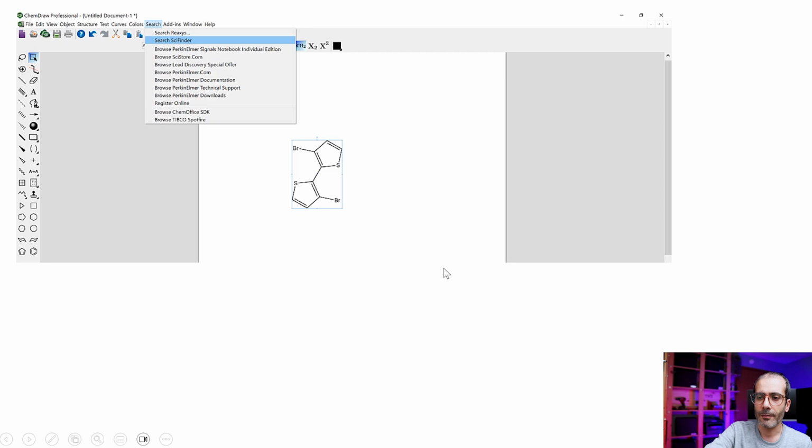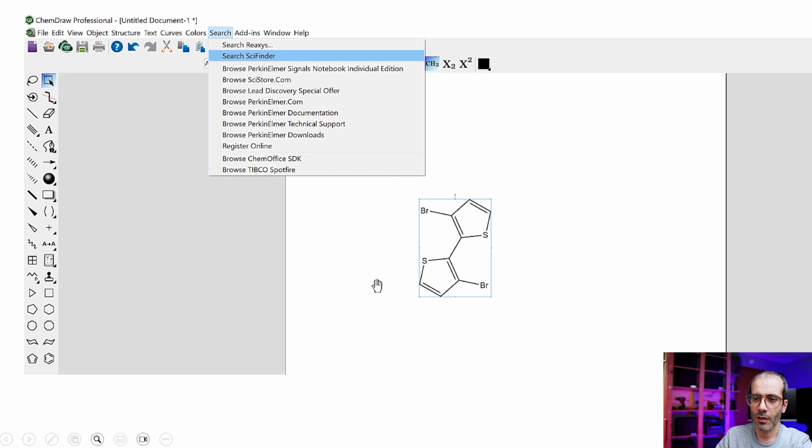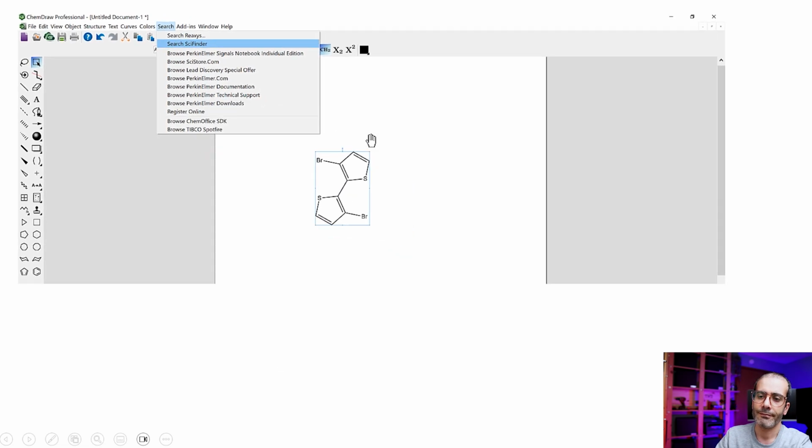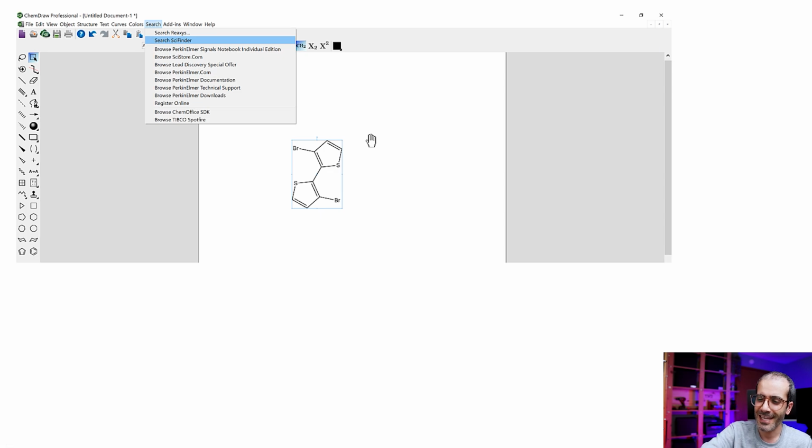Here I'm showing the UI of ChemDraw. You draw the molecule, and if you go to the search, there are two options: search Reaxys and search SciFinder. And there's another caveat. These are also paid, so you have to have a subscription with them, which most universities do have. And that way you can do the search and find it.